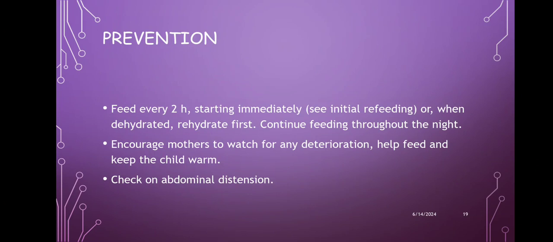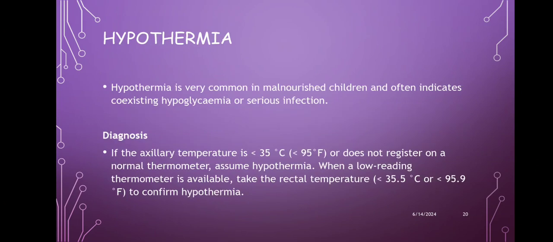So how do you prevent hypoglycemia? You need to feed the patient every 2 hours, starting immediately, or when the patient is dehydrated, you start by rehydrating first. Continue feeding throughout the night. Encourage mothers to watch for any deterioration, help feed and keep the child warm. Then check for abdominal distension.